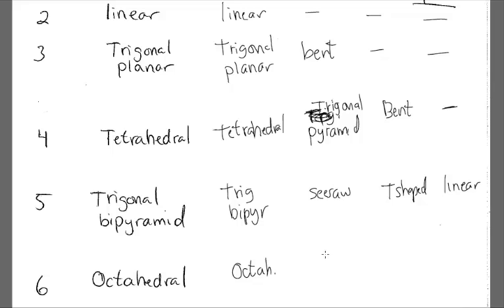All right, for octahedral, 1 lone pair will get you a square pyramid, and 2 lone pairs will get you square planar, and we're not going to talk about 3 lone pairs because that isn't one of the most common shapes. So we're listing the most common.